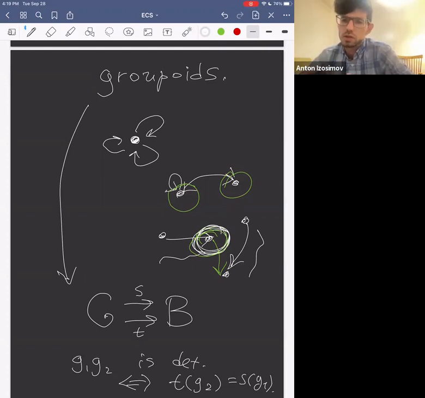So it's associative. You can invert things. There are identity elements, but here it's more than one identity element, because for each of these sets there is an identity map of this set to itself. But basically, it's like a group, but with these additional source and target maps that control composition, that tell you when composition can be taken and when it cannot be taken.